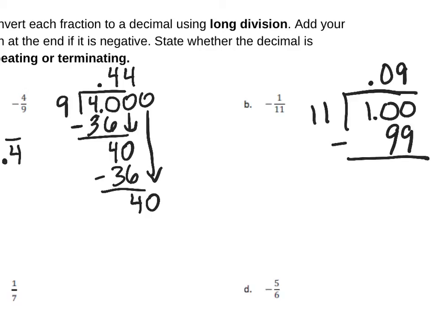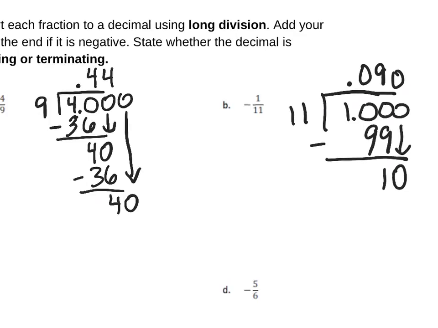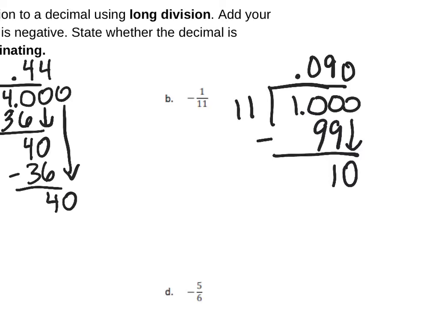100 minus 99 is 1. And you're going to have this same repetition. So it's 0.09. Pull this down. It doesn't go in. And you're going to end up needing more space. So you've got your 0, go into 100. You've got your 9. So 0.09 repeating.